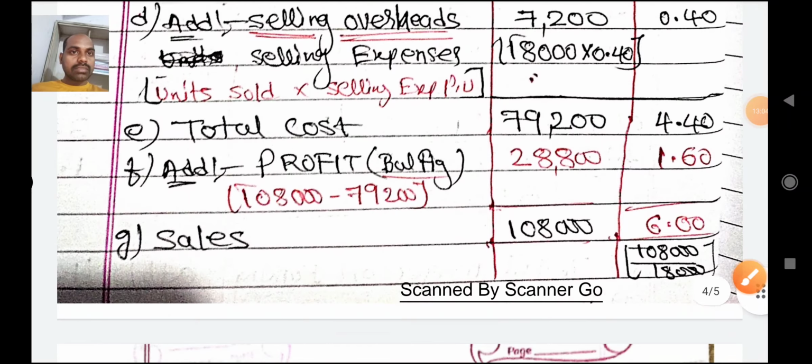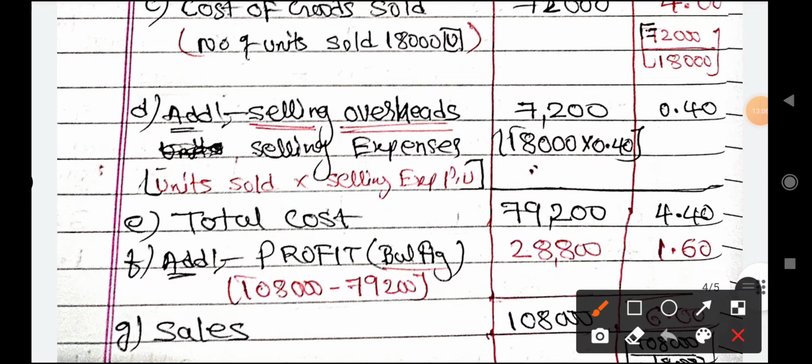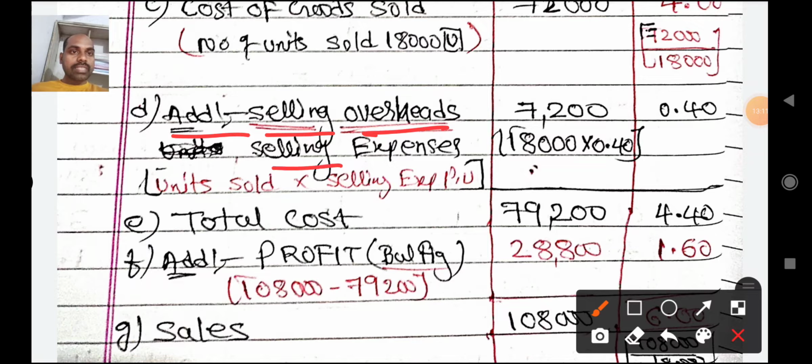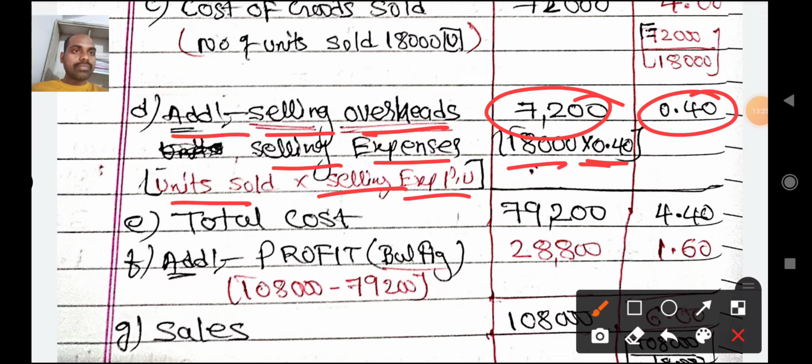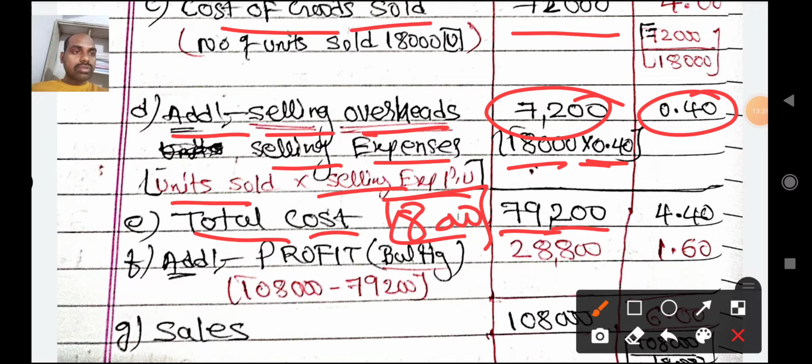Next, to cost of goods sold we need to add selling and distribution expenses. So add selling overheads. Selling expenses given 40 paise per unit. So units sold into selling expenses per unit, 18,000 into 0.40, that is 7,200. So 72,000 plus 7,200, total cost comes to 79,200. Here also you need to divide by 18,000 units, because from cost of goods sold onwards we need to divide by 18,000, number of units sold.